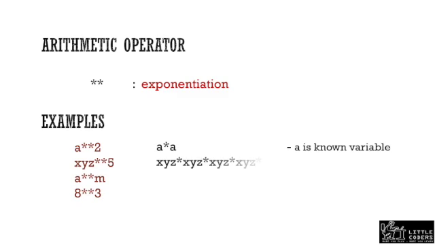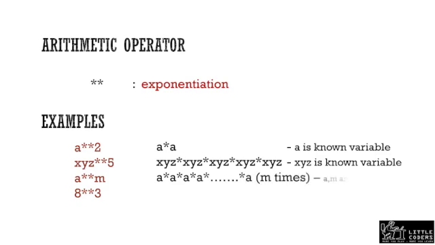X double star 5. That is XYZ into XYZ into XYZ into XYZ into XYZ. That is, XYZ is multiplied with the same value 5 times. Here XYZ is a single variable name, the value of which is known. A to the power of m is nothing but A into A into A, and so on, up to m times.